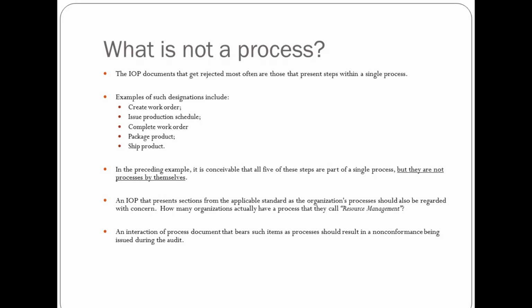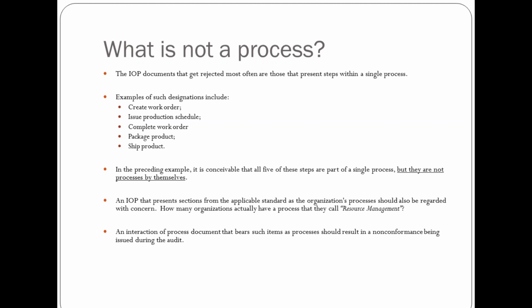An IOP that raises those items, and often those IOPs have multiple steps on them, 20 steps, 30 steps. So again, the question becomes, are you telling us that you have 20 processes, 30 processes, or is what we're looking at here a set of steps that have been outlined but without process designations?